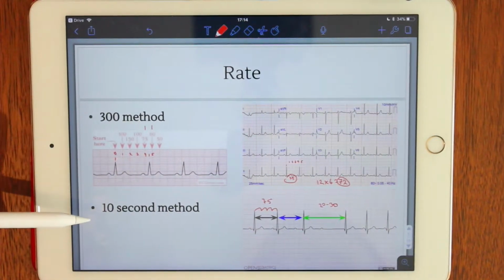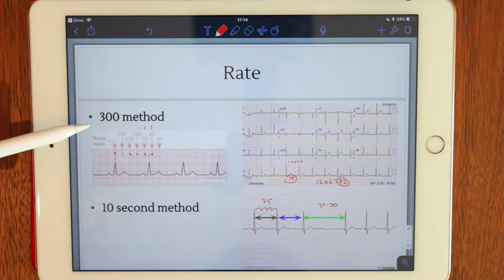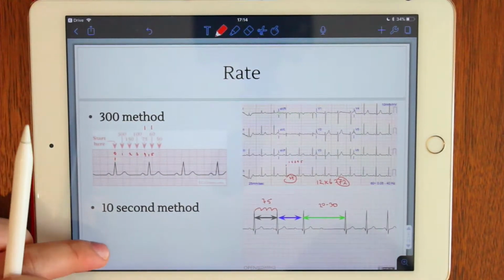So, when in doubt, use the 10-second method, but if you know that the rhythm is regular, you can use the 300 method to speed things up a little.